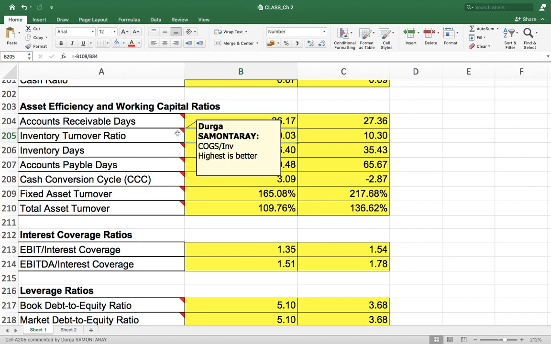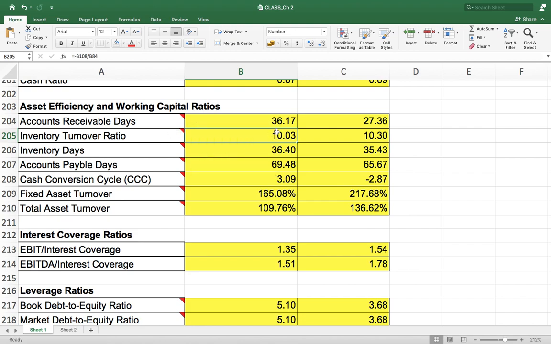Inventory turnover ratio is cost of goods sold divided by inventory. Simply, cost of goods sold is B108 divided by inventory, which is B84. Cost of goods sold comes from the income statement. B84, inventory, comes from the balance sheet.